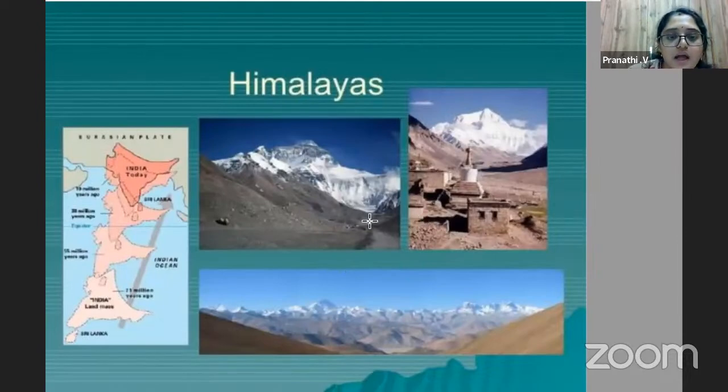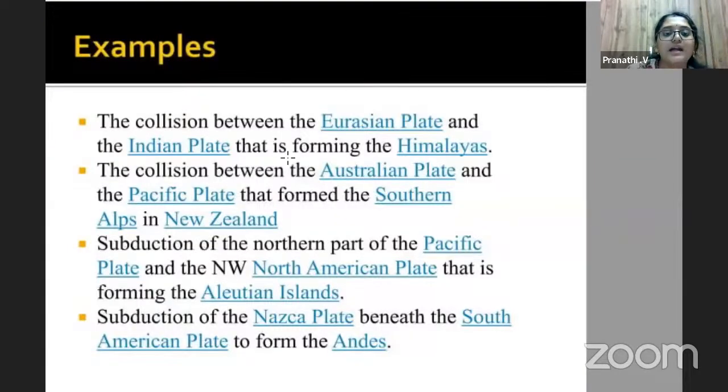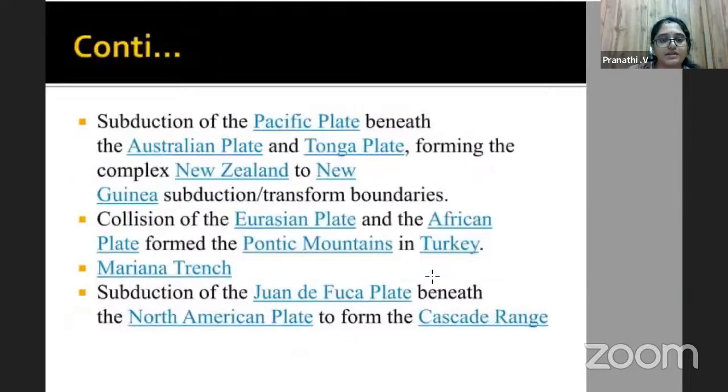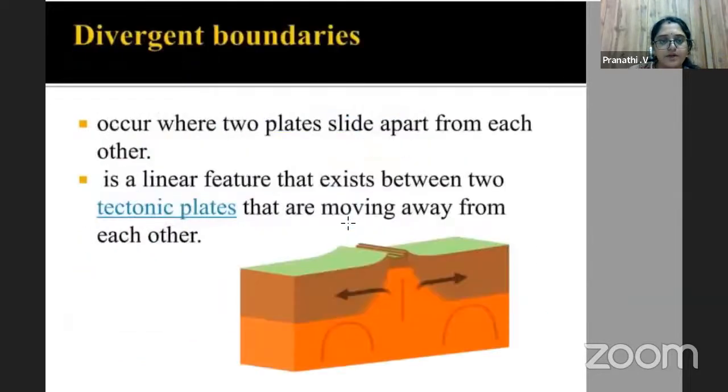So these are the Himalayas that were formed because of such tectonic activity. The Eurasian plate and the Indian plate collision formed the Himalayas. And you have the Alps formed because of different kinds of collision between the Australian and Pacific plates. So this is all about the collision and formation.